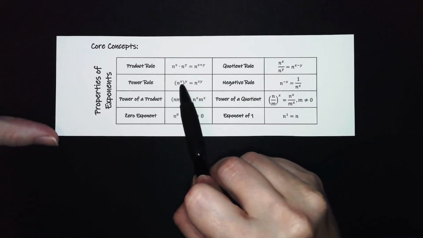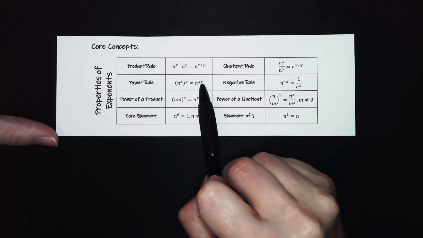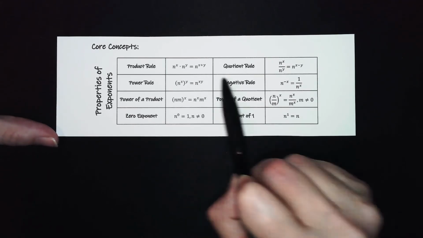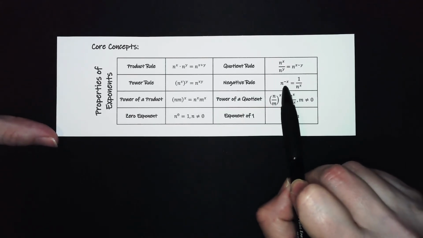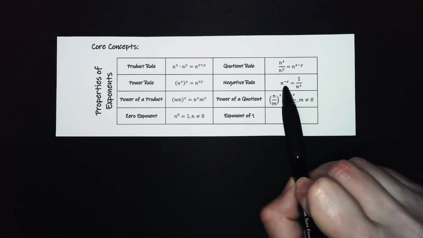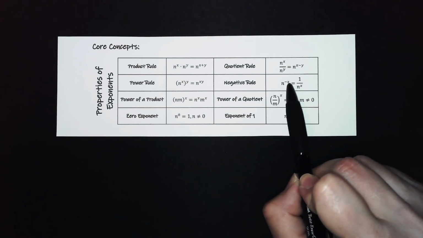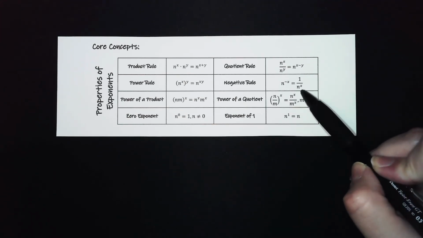This one is taking a power to a power, and that's when we multiply those powers. Okay, a negative rule. So if I have a variable or a number to a negative variable, the only thing that does is changes it to a fraction.